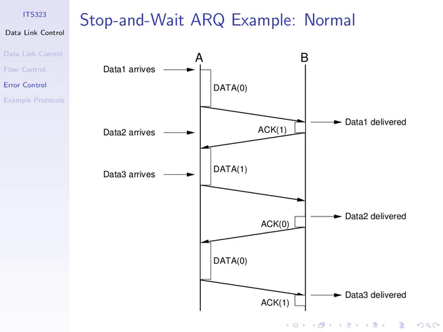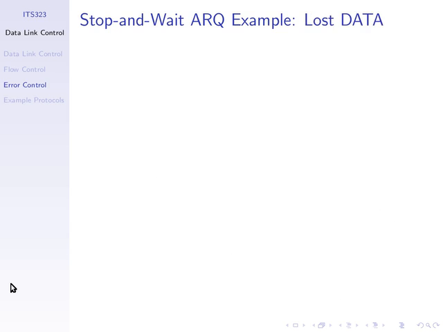So this is the same as what you've seen with stop and wait flow control. Nothing new there, except the sequence numbers are introduced. This is the one that we're interested in. So let's work through the board. On the board, what would happen if we lose data?